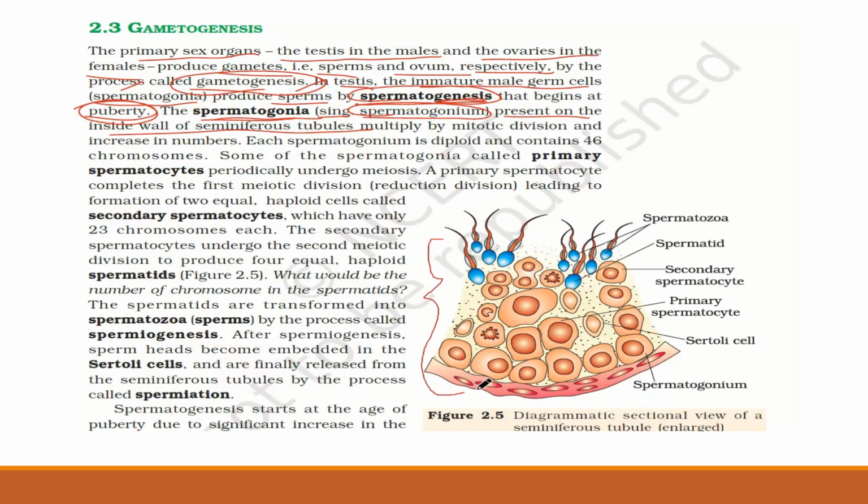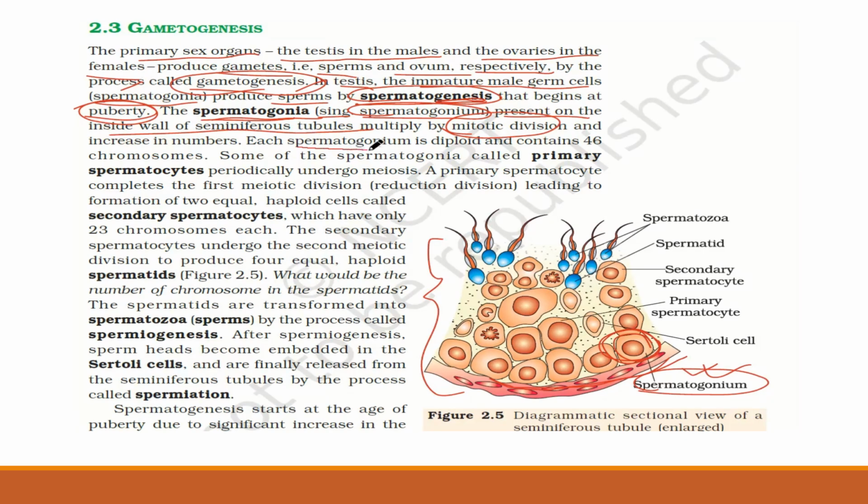Now here you see this diagram. This is the inside wall of the seminiferous tubule, and spermatogonium is present in the inside wall of the seminiferous tubule. They multiply by mitotic division and increase in numbers. So these are spermatogonium, present in the inside wall of the seminiferous tubule. They increase in number. How? By mitotic division. So the first process is multiplication. In spermatogenesis, first the spermatogonium multiply, so they increase in numbers by the process of mitosis.